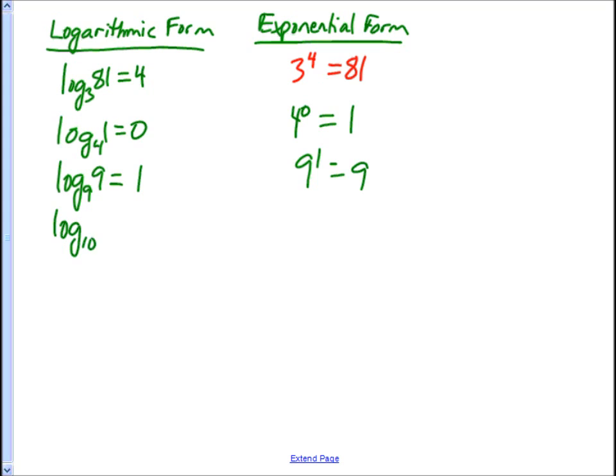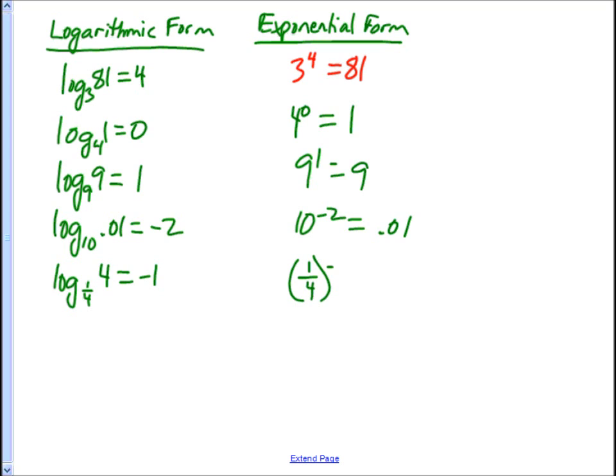Log base 10 of 0.01 equals negative 2. Of course, this is a common log, log base 10, so 10 to the negative 2 equals 0.01. That makes sense: 1 over 10 squared is 1 over 100, which is 0.01. Got this one: log base 1/4 of 4 equals negative 1. That means (1/4) to the negative 1 equals 4.